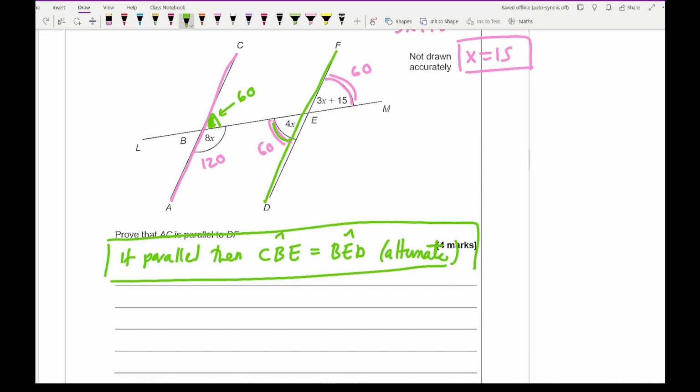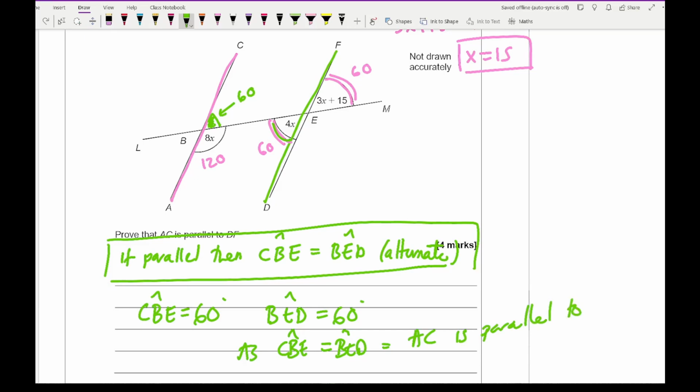So angle CBE is equal to 60 degrees, and BED is also equal to 60 degrees. So as CBE is equal to BED, then AC is parallel to DF.